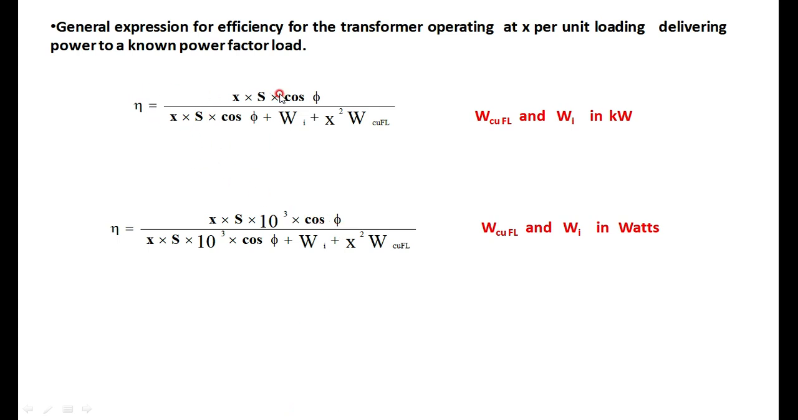Now I am using two expressions. One is when S is in kVA, in which case your iron loss and copper loss should be in kilowatts. Therefore the output is X into S into cos phi, and the input is once again output plus iron loss plus copper loss. If you are using S as kVA, then Wi and WCFL must also be in kilowatts. Otherwise, the straightforward equation uses X into S into 10 to the power 3 into cos phi, because I am multiplying by 10 to the power 3 since S is in kilovolt ampere, where X is the loading factor. Here the iron loss is Wi and the copper loss at any load X is X square times WCFL. However, in this case, both Wi and WCFL are in watts. This is how we find the efficiency of the transformer.